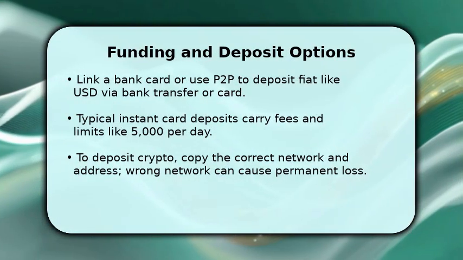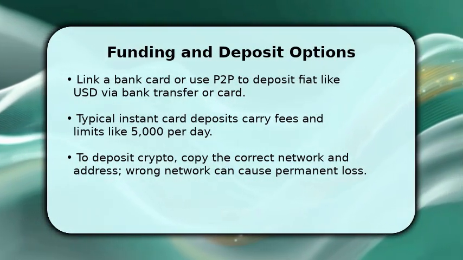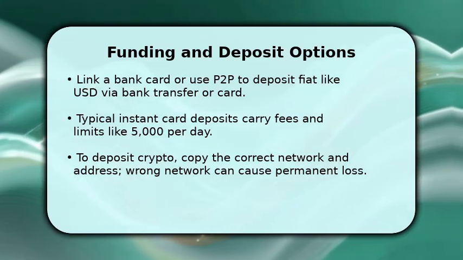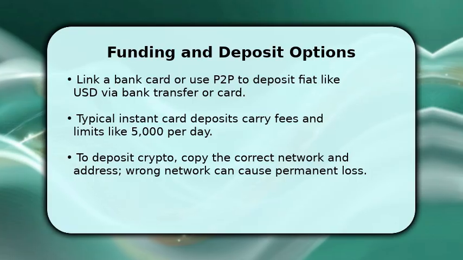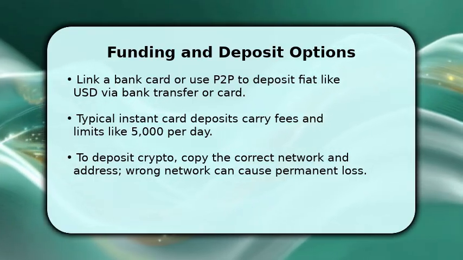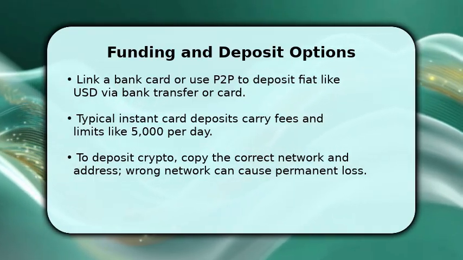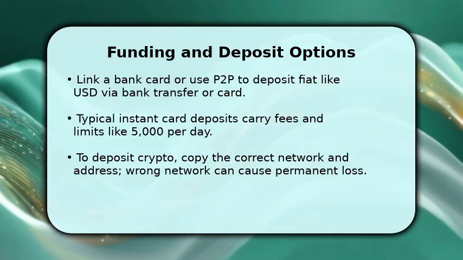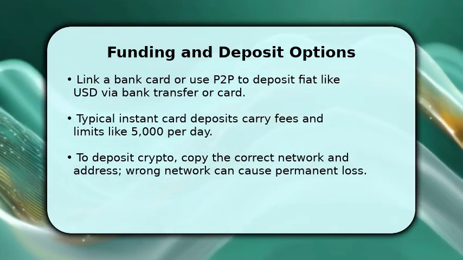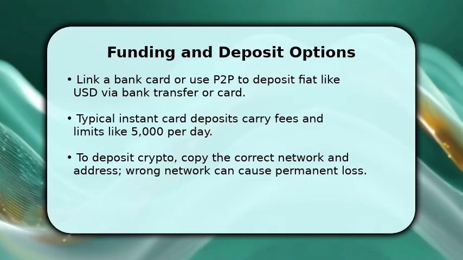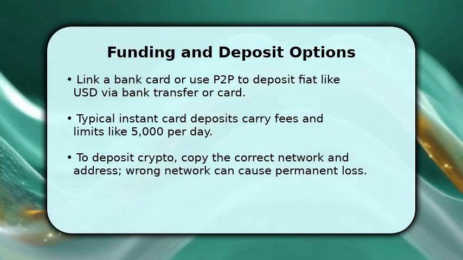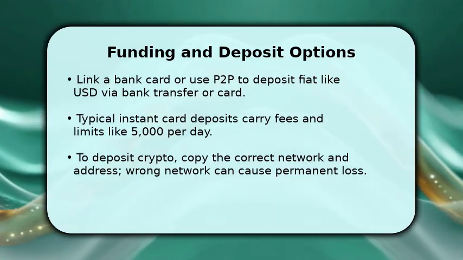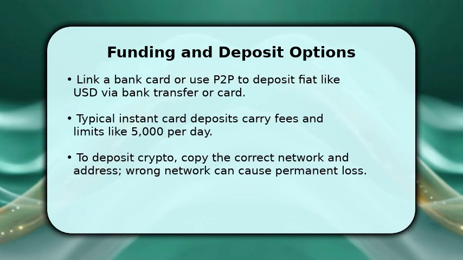Link a bank card or use the P2P platform to deposit fiat like USD by bank transfer or card. Choose the method with the lowest fee for your region. Instant card deposits are convenient but typically carry fees and limits such as 5,000 per day, while bank transfers can be cheaper but slower. To deposit crypto, always select the correct coin and network, then copy the exact address. Sending via the wrong network or token often results in permanent loss of funds.